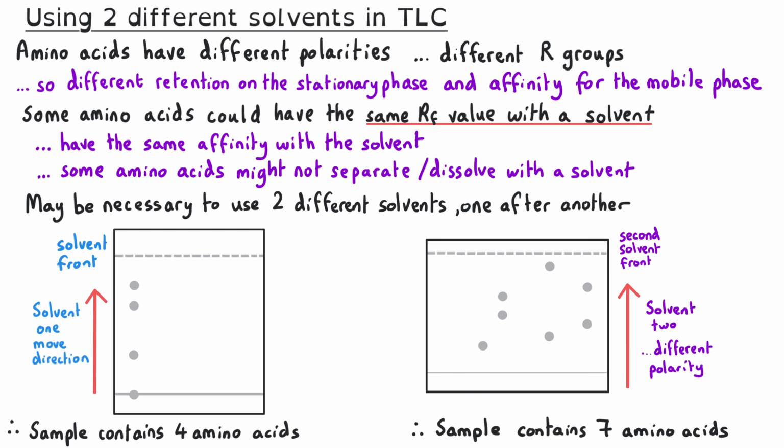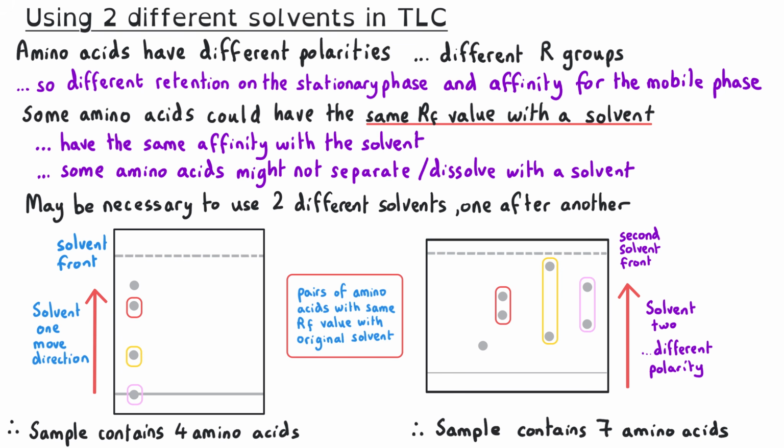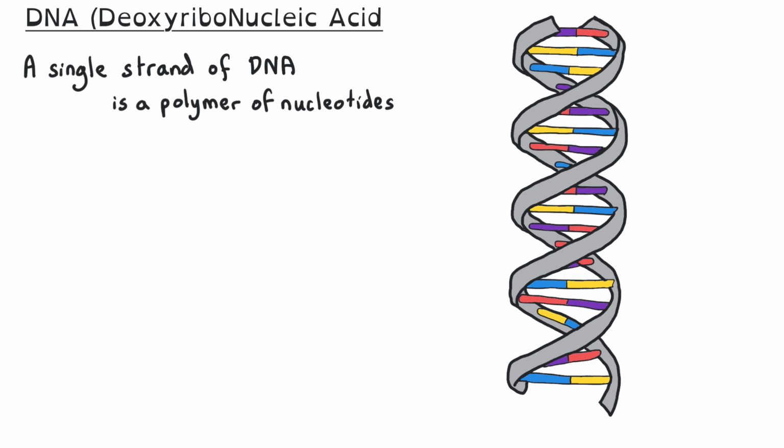And the reason for the misleading results at first is that these 3 lower spots in the original plate were actually each 2 amino acids occupying the same space. But having done a TLC experiment now with 2 different solvents, we have successfully separated out these amino acids, which could now be identified by taking measurements and carrying out an RF calculation.